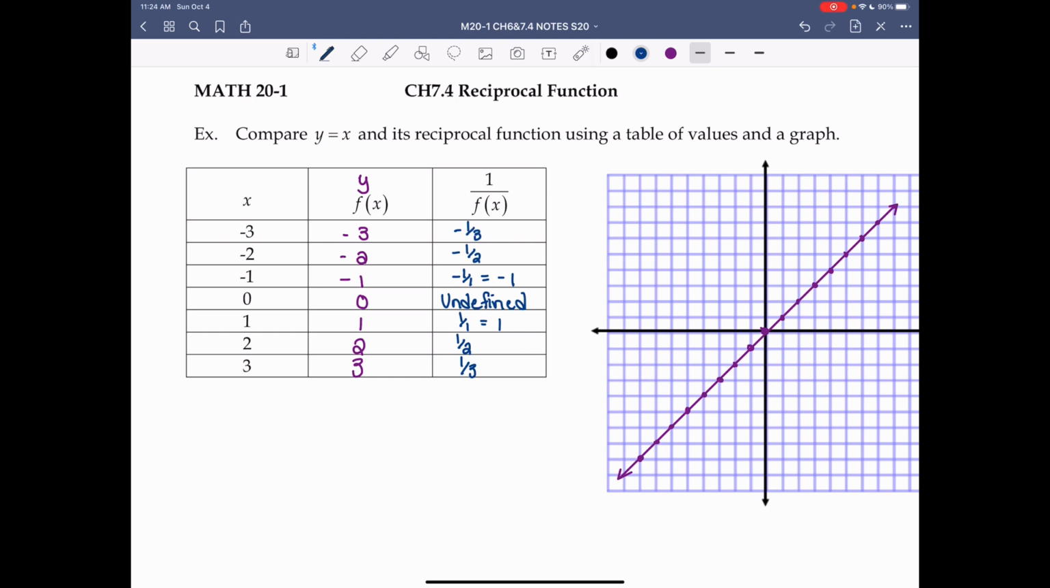When x is -3, y is -1/3. I'll say that's about there. When x is -2, y is -1/2. When x is -1, y is -1. And then at x equals 0, the function's undefined, so there are no points on the graph at x equals 0. When x is 1, y is equal to 1. When x is 2, y is equal to 1/2. And when x is 3, y is equal to 1/3.